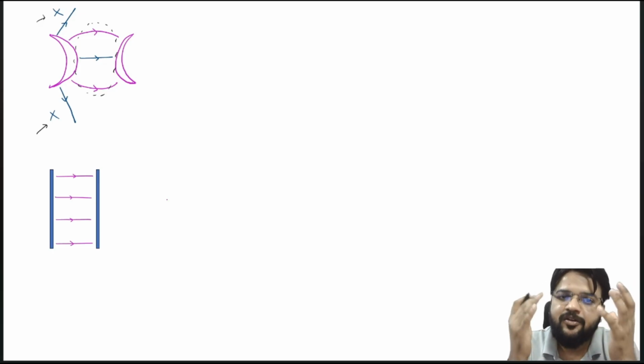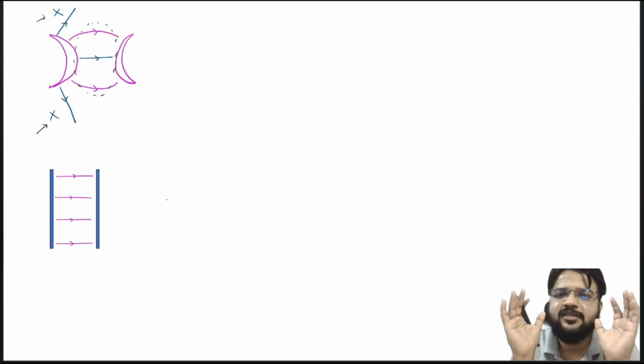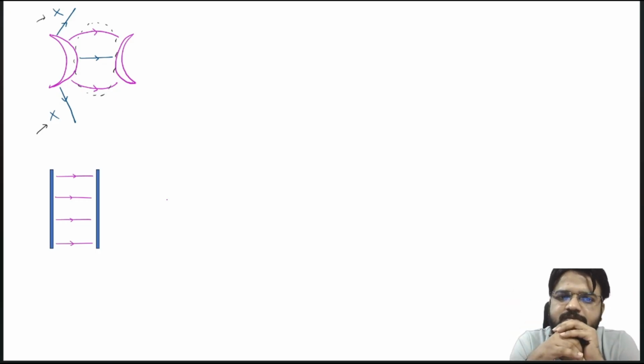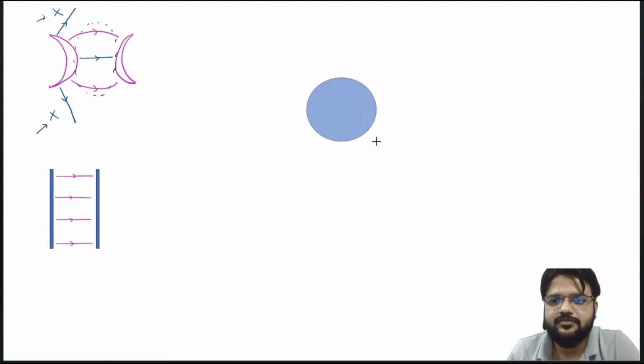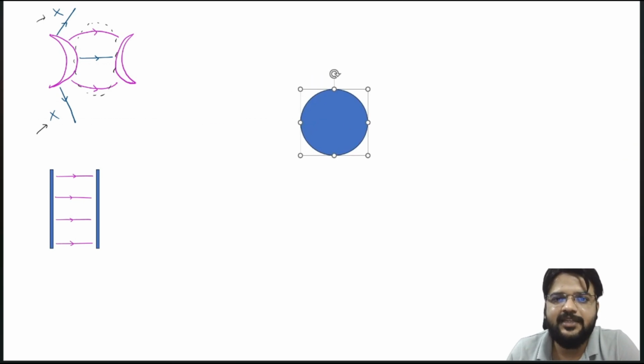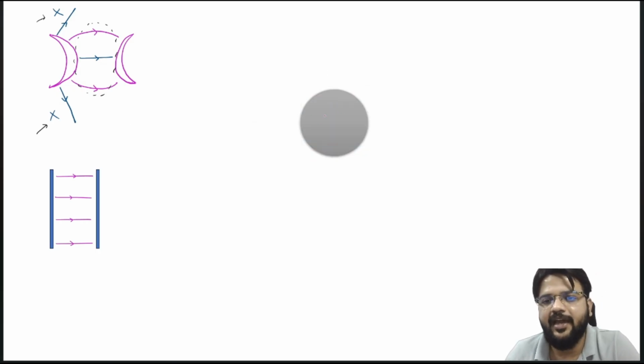If I take one single conductor, is it a capacitor or not? Think about it, everyone. If I am taking one conductor, then it is also behaving as a capacitor. Like we have positive charge on this conductor. If I draw the field lines, this is the field lines, everyone, and this field is going till infinity. So right now it is behaving as a capacitor, but it is not a good capacitor.